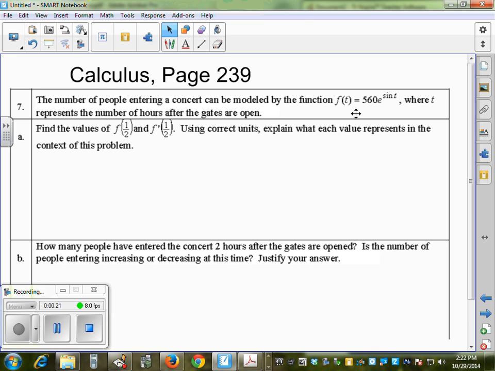We are given the function. They want us to find f of 1/2. In the context of this problem, what does f of 1/2 mean? F, remember, is the number of people who are entering. So this would be the number of people who have entered at a half an hour. So all we need to do to find that value is just plug that into our function.